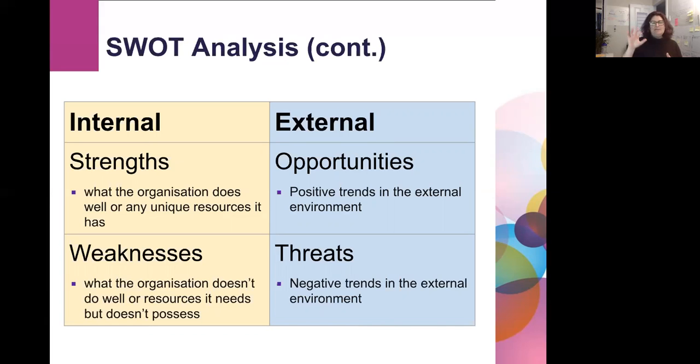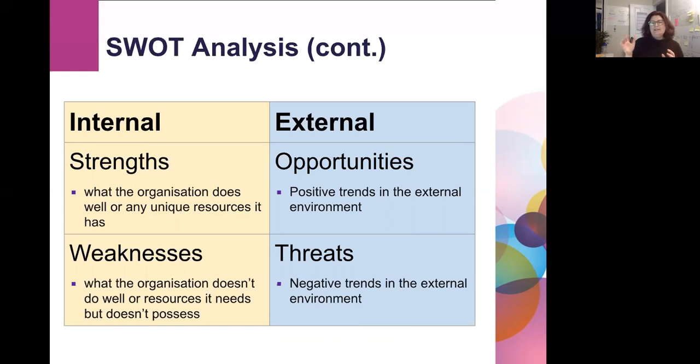And it doesn't have any bearing on what happens outside the organization. It's something that is internal to you. And then your weaknesses are things that you either don't do too well or things that you need but you don't currently have. Now, strengths and weaknesses can be relative to the external environment, but just keep in mind that it is internal to the organization. It's what you have or do not have.